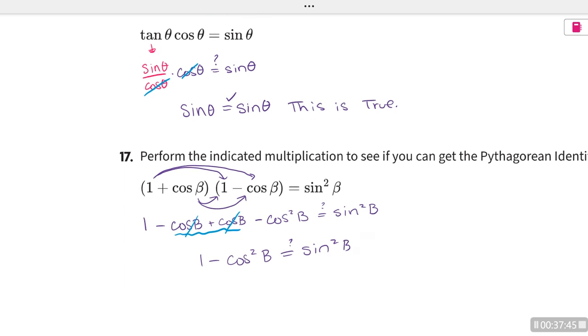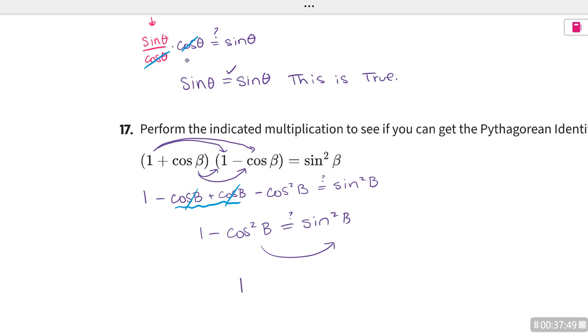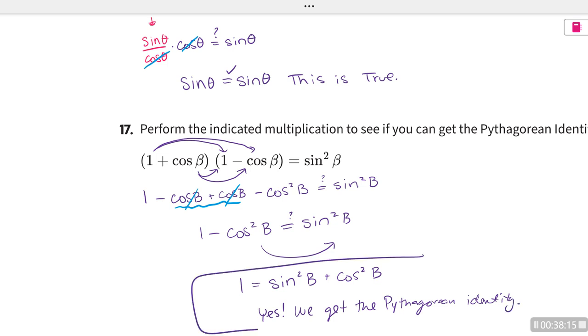So we want to move that cosine over to the other side. So we get 1 equals sine squared beta plus cosine squared beta. So yes, we get the Pythagorean identity. Awesome.